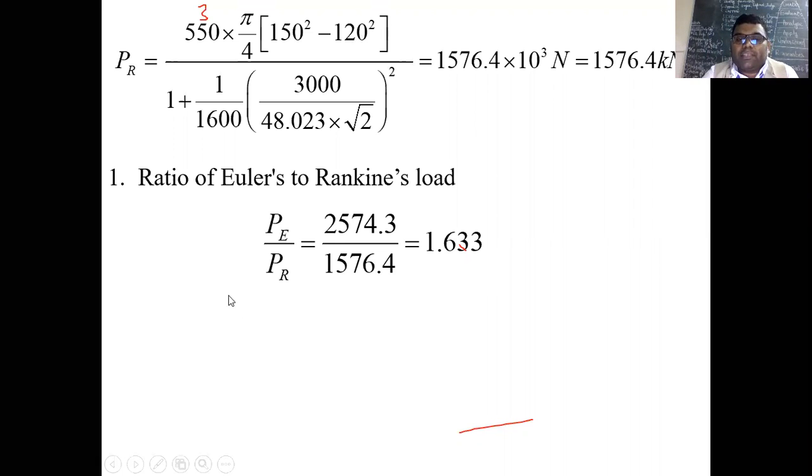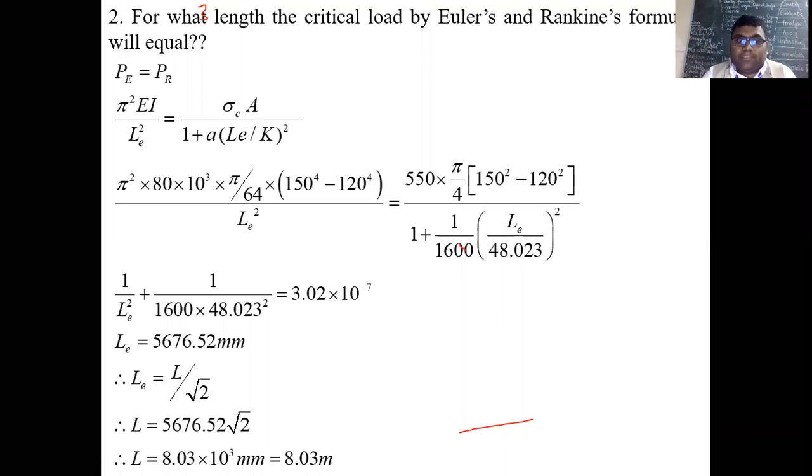Let's see the next question. The question says, what is the length of the column if the Euler and Rankine loads are equal? When can that happen, that is what it means. Okay, this is the main point. So what is the length at which the critical load by Euler and Rankine formula will be equal.